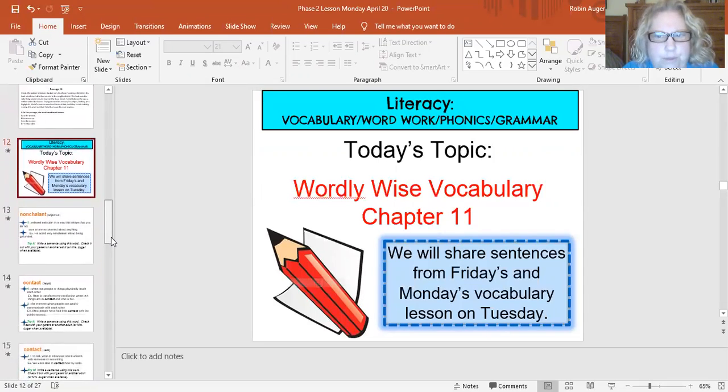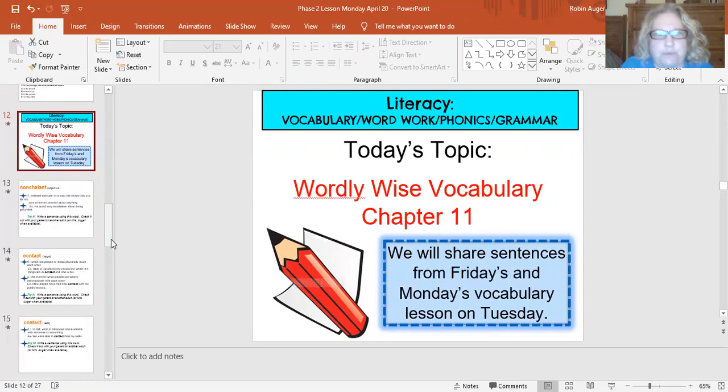And I've made a note here that we will share our sentences from our vocabulary words, 3 from Friday and 3 from today. And we'll read through the sentences that you write tomorrow, okay? So I'll be calling on different people to share their sentences. Make sure that you have them written down.